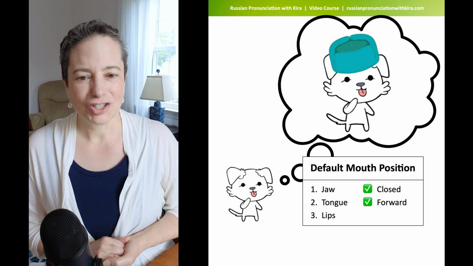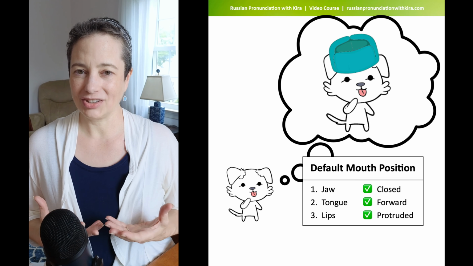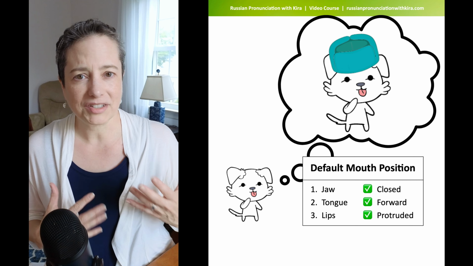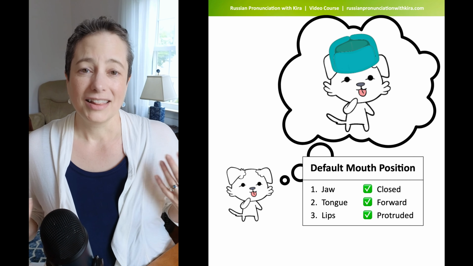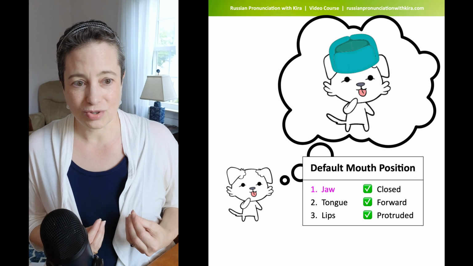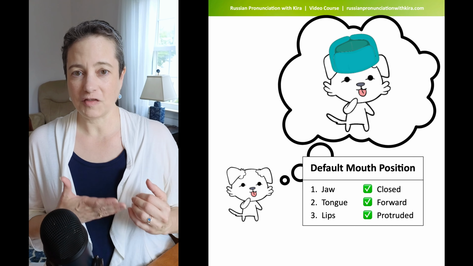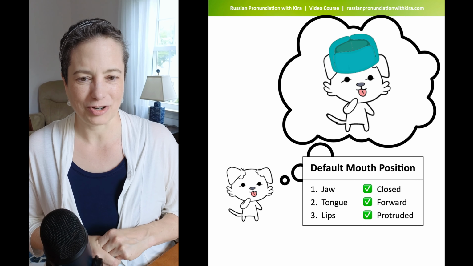The last thing is the lips. The lips are rounded and protruded. Now, the mouth leaves this position all the time to make a bunch of different sounds, but it always returns to this position like returning to home base. So let's practice it. When I say jaw, tongue, lips, that's your cue to physically shift into your new Russian default mouth position. All right, let's give it a try.